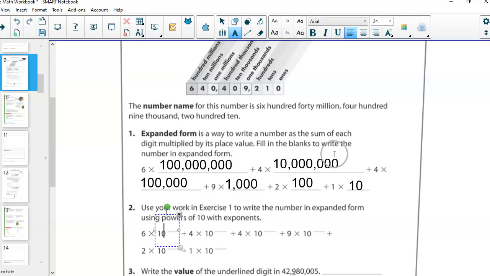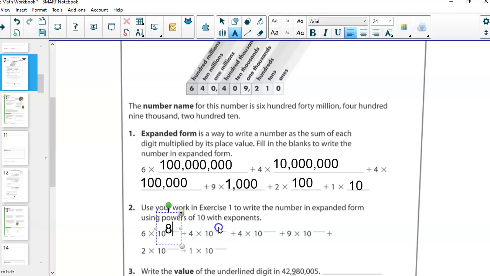Looking at this first one, we have 6 times 10, but we want this 10, this exponent, to represent the place value. And in order to represent the 100 millions place, we need to have 8 zeros, okay? Because it's a 1 with 8 zeros behind it, as you can see up here. So down here, our exponent is going to be an 8.